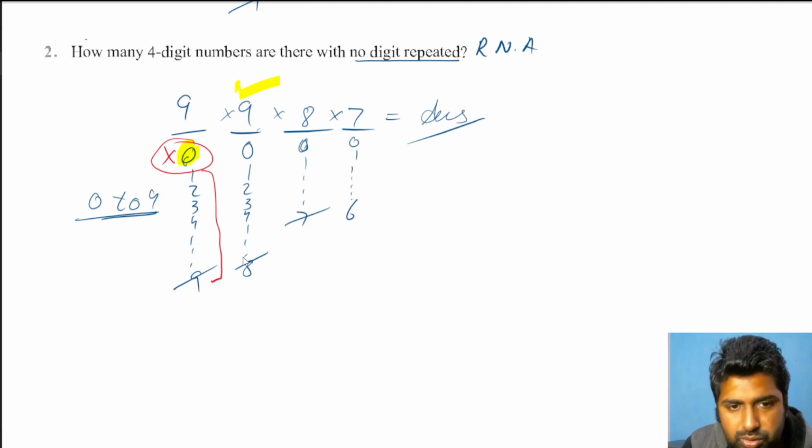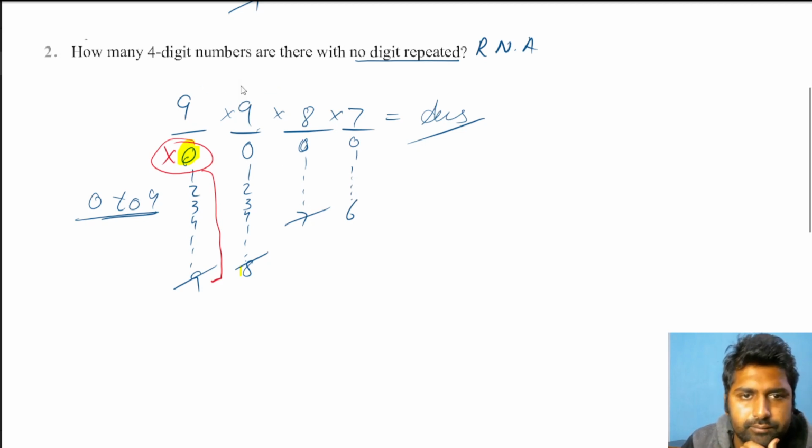Now again one will be used. So out of these, from 0 to 8, any one option will be used. Let's say 8 was used. Now you'll have options from 0 to 7, so 8 options are there. Again 7 is being used. Now you'll have options 0 to 6.